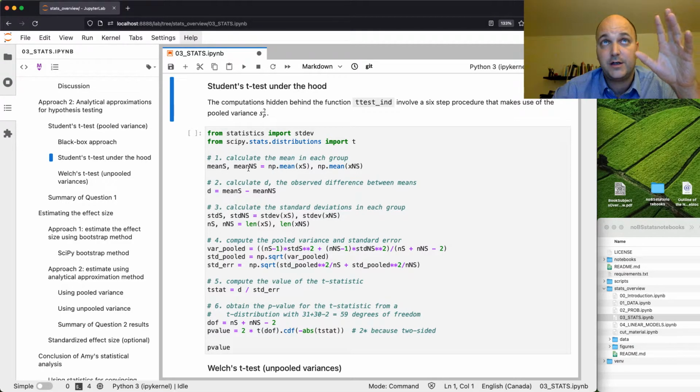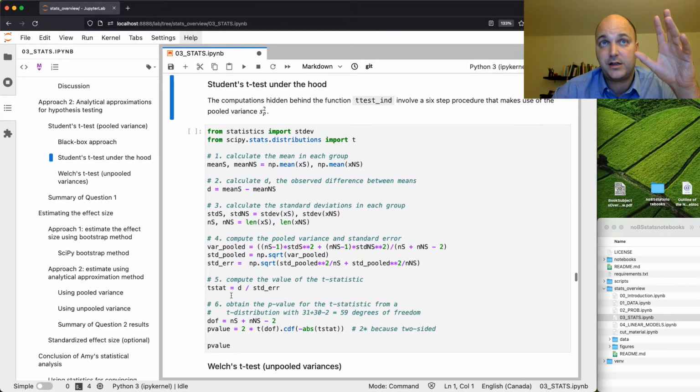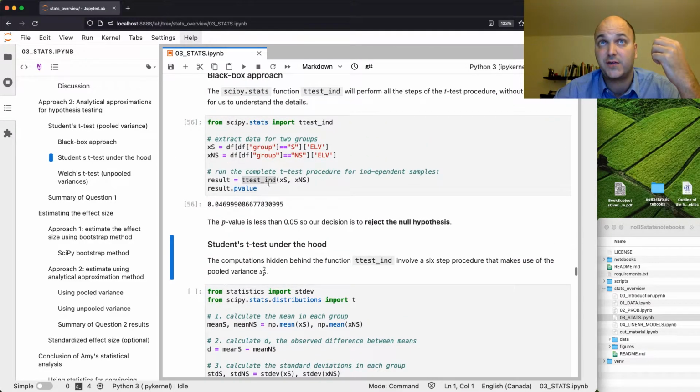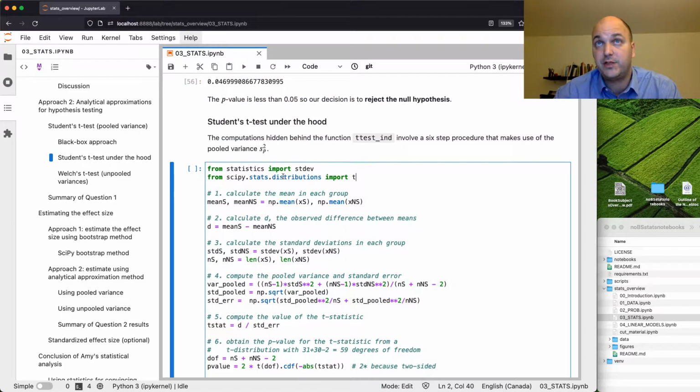So what goes on in here is this 6-step procedure. At the risk of showing this is too complicated, I want you to just quickly be exposed to what's going on inside this function. Okay, so what's going on is we'll need the t-distribution.